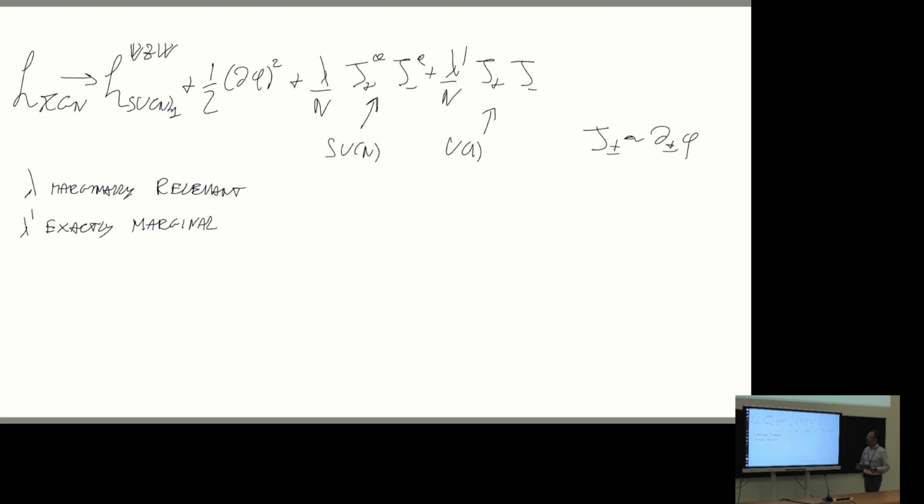So, by the way, just for completeness, this lambda is equal to 2 lambda s of the original chiral Gross-Neveu model, and this lambda prime is lambda v plus lambda s. Remember, lambda s was the original coupling, while lambda v is this additional coupling that at large n typically you don't have. Okay.